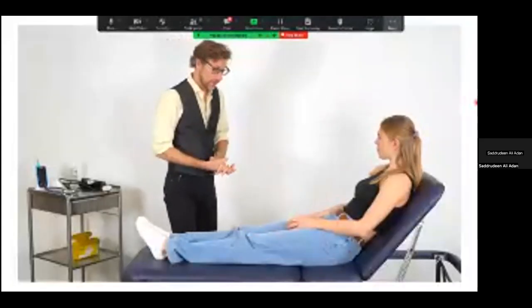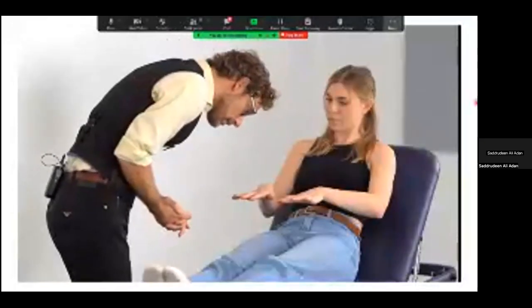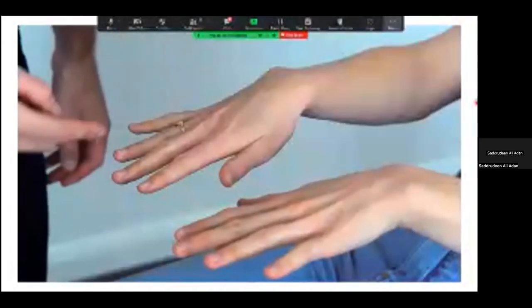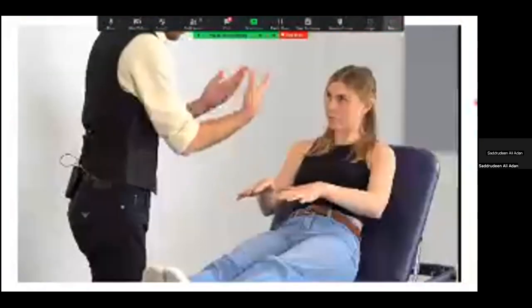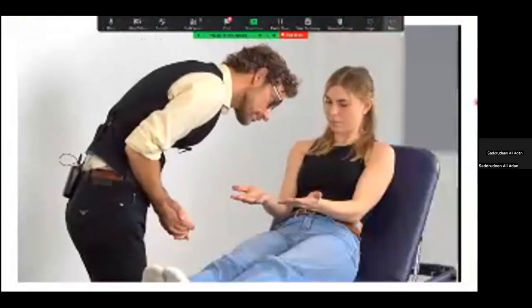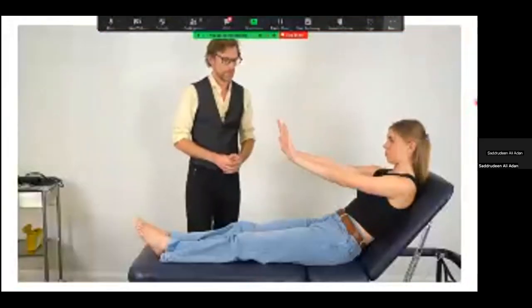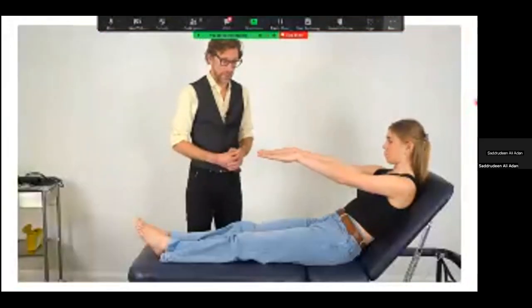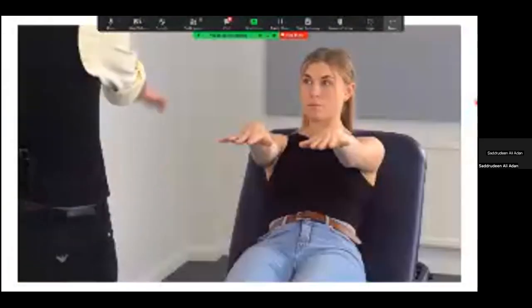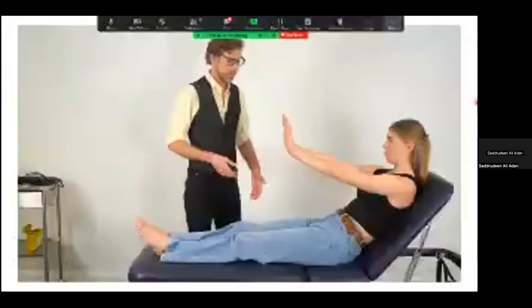So to start off, if I can see your hands, please. Okay, so I can't see anything untoward there. If you could turn your hands over, please. Start with their hands. No obvious issues. Then put their hands out straight, checking for a tremor. Then we're going to go on to the wrist.